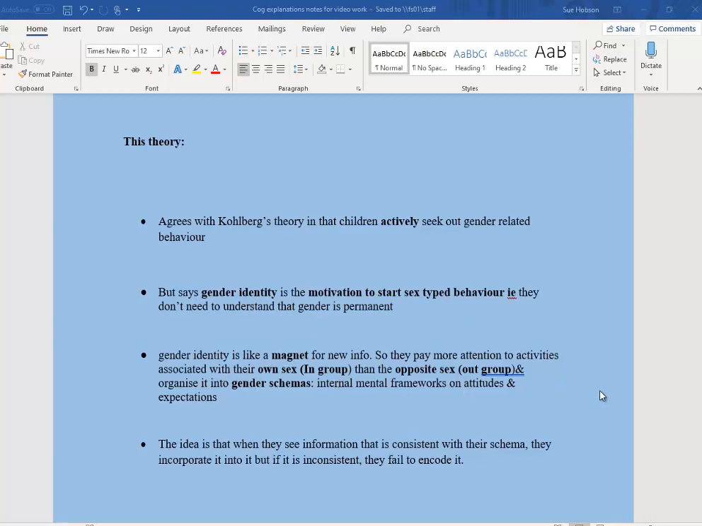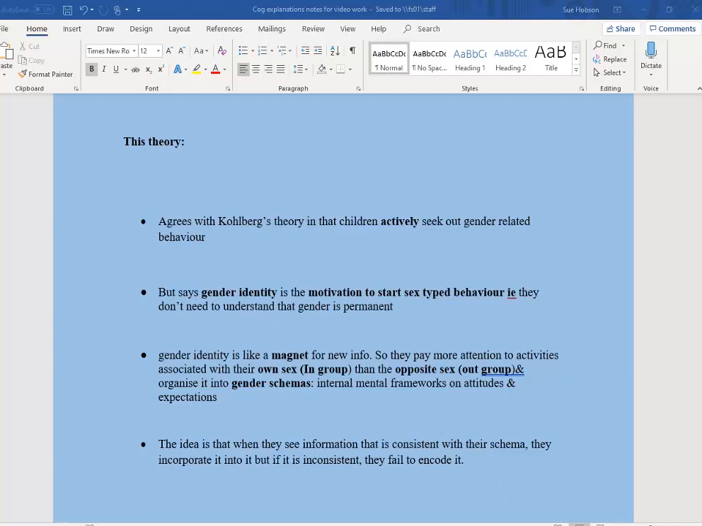So they pay more attention to activities associated with their own sex, which we could call the in-group, than the opposite sex, so the out-group. And they start to organize that into gender schemas. And remember, gender schemas are internal mental frameworks about attitudes and expectations. So the idea here is that when they see information that's consistent with their schema, they incorporate it into their schema. But if it's inconsistent, they fail to encode it. In other words, they don't remember it.